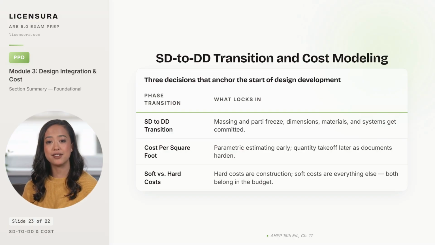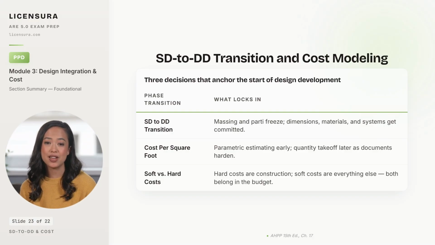The cost modeling method shifts as the documents harden. Parametric and cost per square foot estimating works at the start of DD because the documents are not detailed enough for anything else. Then, quantity takeoff replaces it as drawings and specs reach a level where each scope can be measured directly. And the soft versus hard cost split is the discipline the architect protects on behalf of the client.